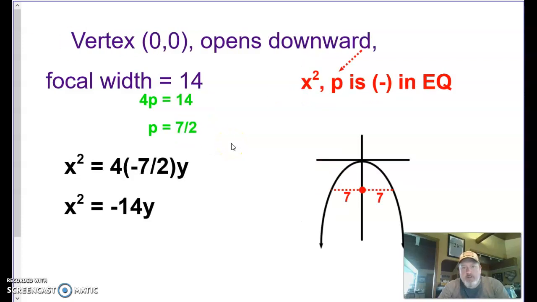All right, vertex at 0, 0, and this one's opening downward, so again, it'll be a negative. And we know the focal width is 14, so we know 4p equals that. So if we divide 14 by 4, we get 7 halves, or 3 1/2. Again, negative because it's opening down. So when I take 4 times negative 7 halves, it'll be negative 14. So x squared equals negative 14y.